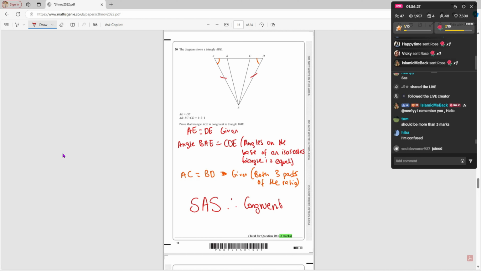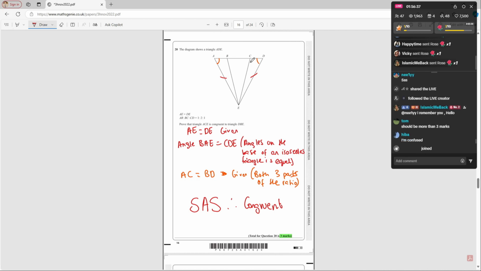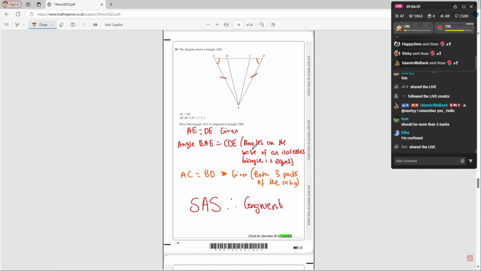So, if you're confused, what I just did is that I just used my knowledge of triangles. We know that isosceles triangles have base angles which are equal. So we know that these two angles are equal, since these two sides are equal and it's an isosceles triangle. We also know that these sides are equal as well. That just makes them congruent to each other. Okay. Congruent means the same.